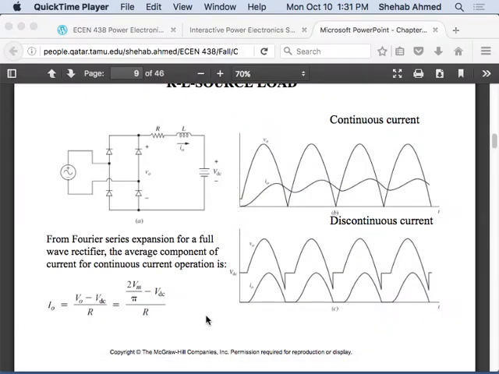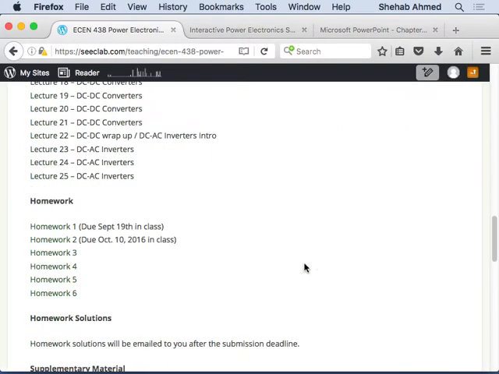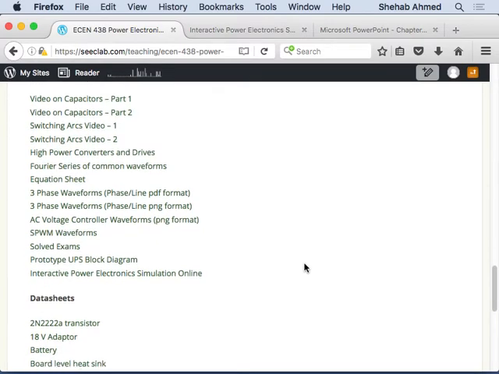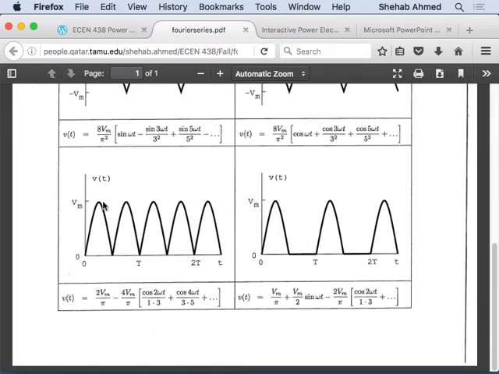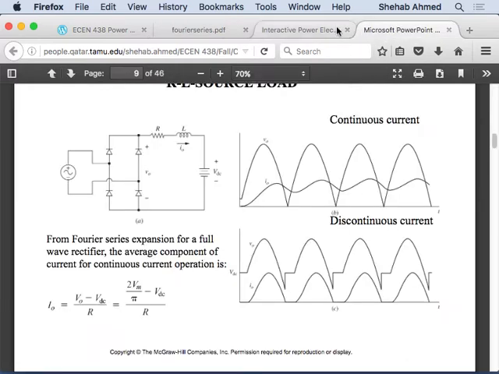So here its average value is, of course, 2V maximum over pi. If you go to your Fourier series sheet, the Fourier series of common waveforms, this is the full wave rectified waveform, and this is its Fourier series. Its average value is 2V max over pi. That's the DC value. And then the first harmonic is minus 4V max over pi, cosine, and so on, and then third, fifth, so on and so forth.